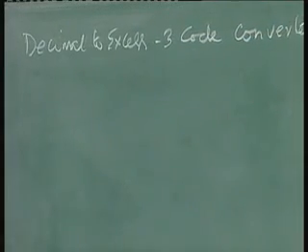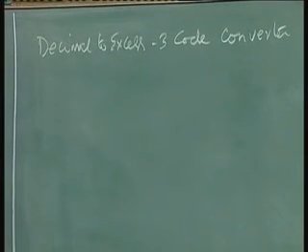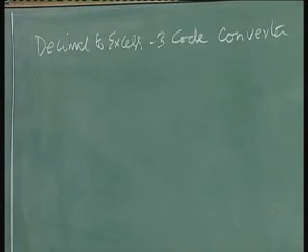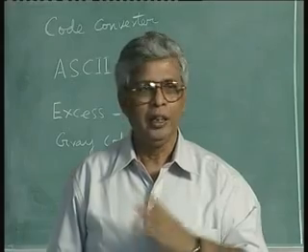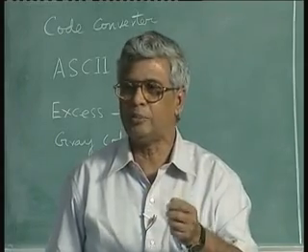XS3 is nothing but add 3, as the name suggests. If I give you 0, you make it into 3. If I give 1, make it into 4. If I give 9, make it into 12. That's all. Only 0 to 9 is required in a decimal system. You will deal with this digit by digit.